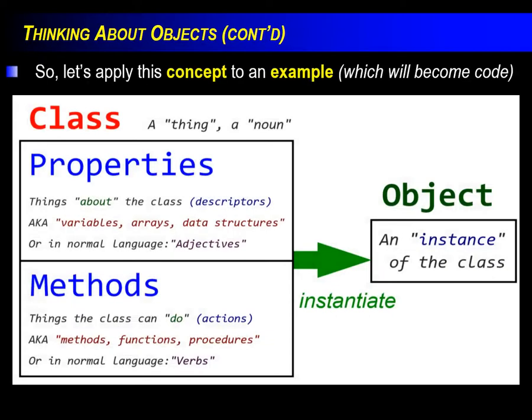Okay, so again, a class has properties and methods. Things about it, things it can do. Variables, arrays, functions, procedures, adjectives, verbs. We use the class to create objects. Objects are instances of the class. So we instantiate an object when we do this.